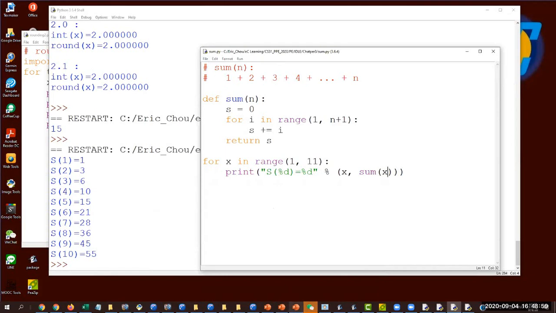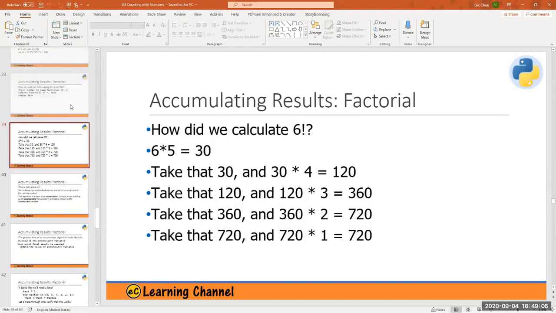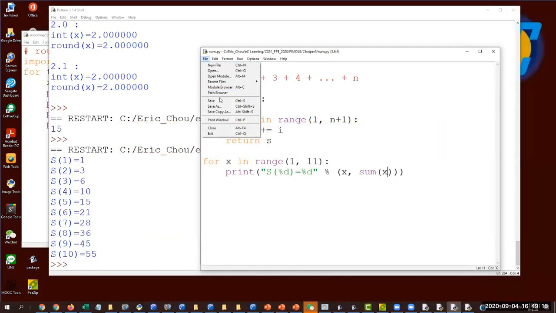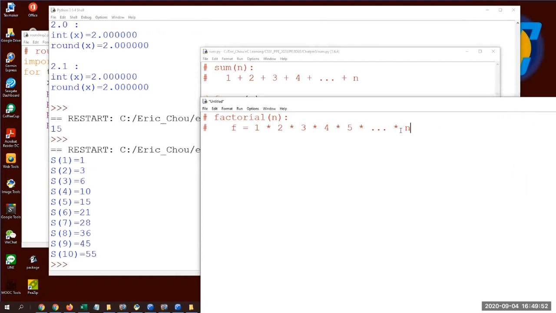Now we are going to talk about factorial. So what is factorial? Factorial, n-bang, means 1 times 2 times 3 times up to n. Let's create a new file called factorial of n. Factorial of n, f, will equal 1 times 2 times 3 times 4 times 5 times and so on, up to n. The structure is very similar to the sum, except that now it's multiplication.